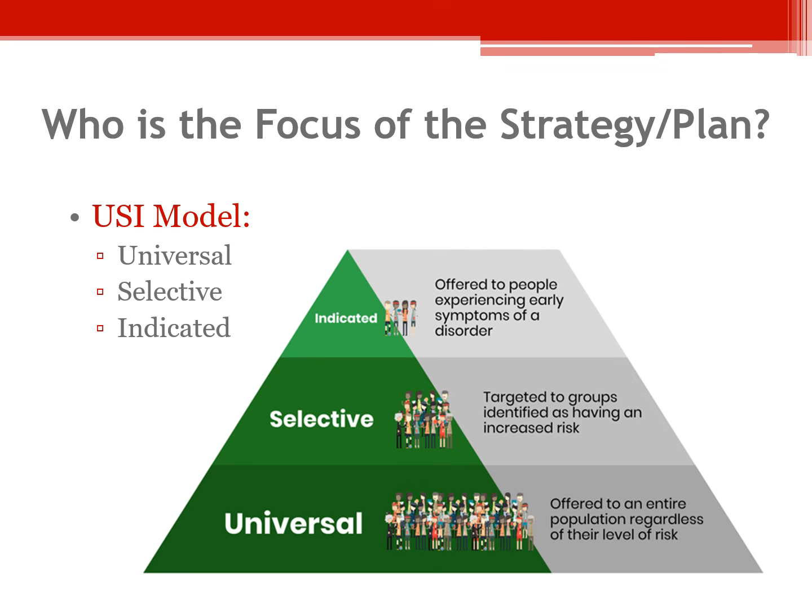For injury prevention involving education, we need to think about who is the focus of the strategy or plan, because there's different layers of population, and the way that you try to reach them is going to be different. What we use in public health a lot is what's called the USI model, where there's 3 levels of activity. There's universal, there's selective, and there's indicated. In this case, universal means that you offer the strategies and the education and the materials to everybody, regardless of their level of risk. Selective means that these educational strategies are targeted to groups identified as having an increased risk.